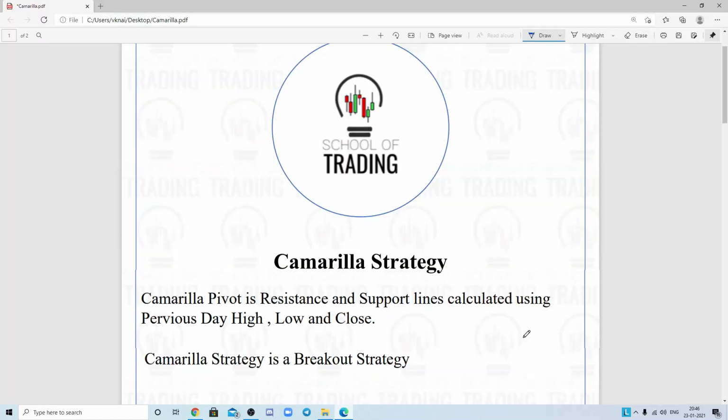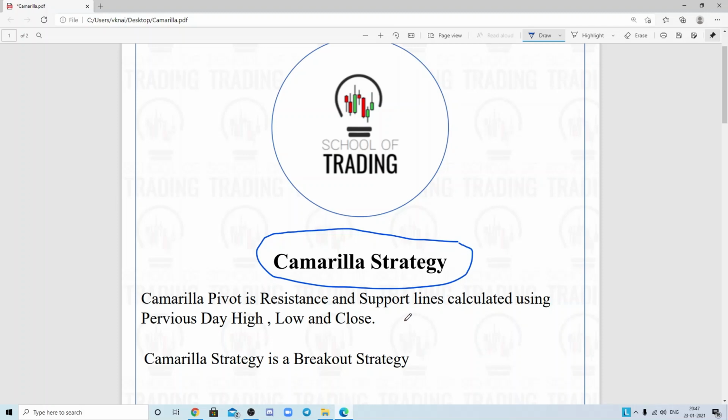Hello traders, today we are going to introduce you to the Camarilla strategy. Before moving into this strategy, let us understand what a Camarilla is. Same like the pivot point, Fibonacci pivot point, standard pivot point, and Woody's pivot point, Camarilla is also a pivot point. Camarilla consists of resistance levels, support levels and a center pivot line.